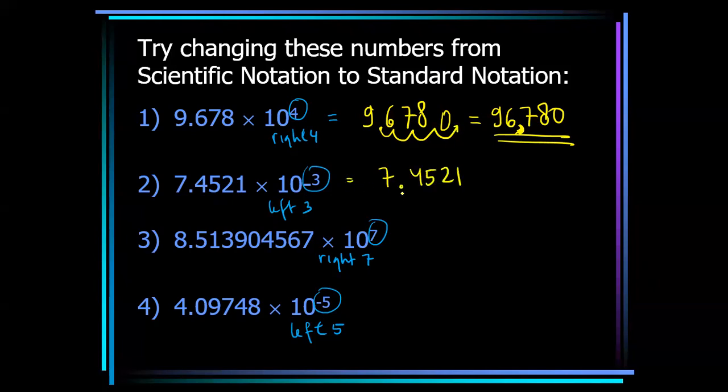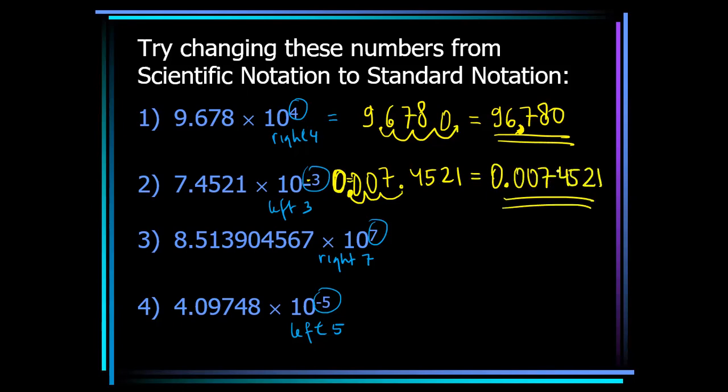7.4521. So you go backwards by 3. 1, 2, 3, right? Right here. And then you have -3, that's right. So the negative sign should be placed a bit higher. So this will be 0, another 0, 0. So the answer will be, let me write it neatly, 0.0074521. This will be your answer.